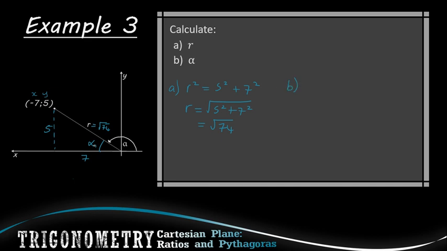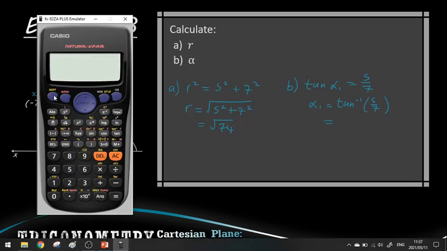I'm going to start by finding alpha 1, and this is opposite over adjacent, which is tan. So tan of alpha 1 is equal to 5 over 7. Okay, and I just use my normal numbers, the numbers without their signs. All right, so then alpha 1 is equal to inverse tan of 5 over 7, and we calculate that. So we have shift tan 5 over 7, and that gives us 35,54.